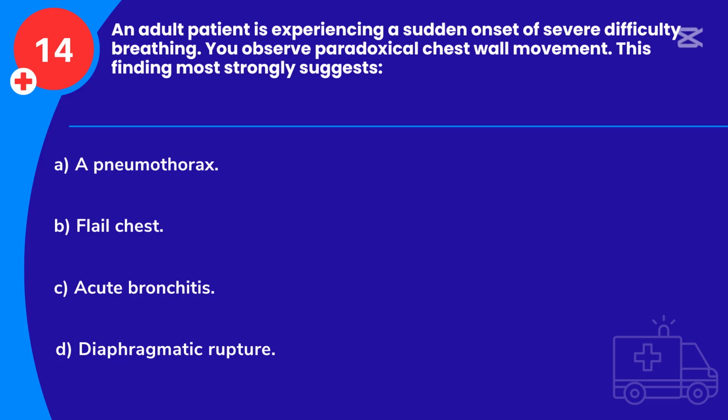Question 14. An adult patient is experiencing a sudden onset of severe difficulty breathing. You observe paradoxical chest wall movement. This finding most strongly suggests: A. A pneumothorax. B. Flail chest. C. Acute bronchitis. D. Diaphragmatic rupture.